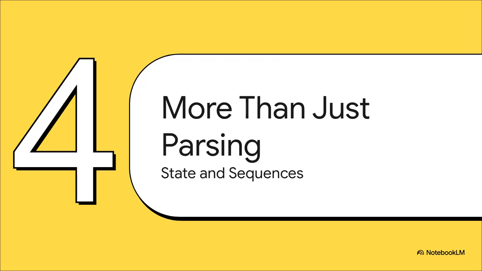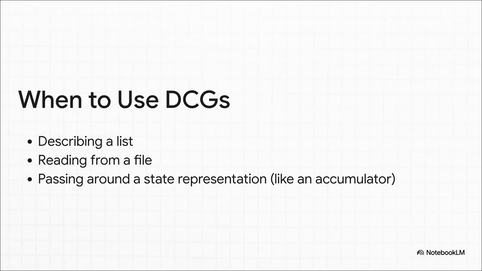Now, it's really tempting to think that DCGs are only for parsing natural language. And while they're amazing at that, it's really just scratching the surface. They're a general-purpose tool for dealing with any kind of sequence or state. So when should you actually reach for a DCG? Well, the Prolog expert Markus Triska gives us some great rules of thumb. Use them anytime you're describing a list, reading something from a file, or, and this is the most powerful one, anytime you need to pass some kind of state from one step to the next. That last one, what he calls an accumulator, is exactly what those hidden arguments were doing for us.